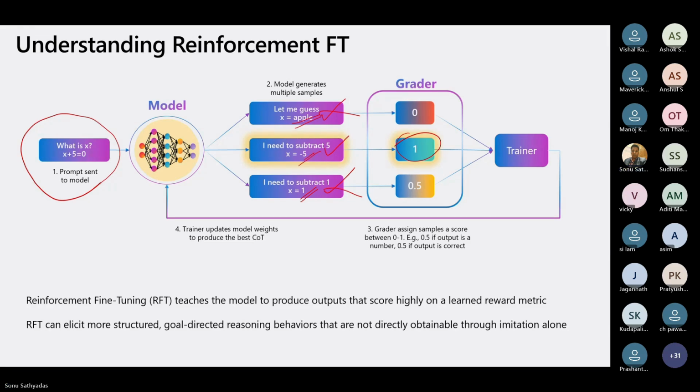So the trainer will identify from the generated answers which one is the correct one, and then update the model. The trainer updates the model weights to produce the best chain of thought.